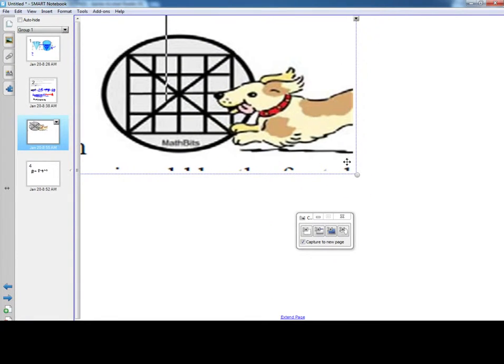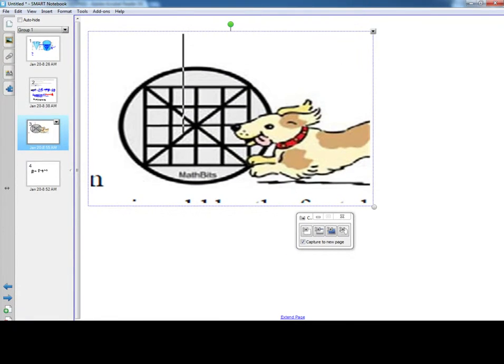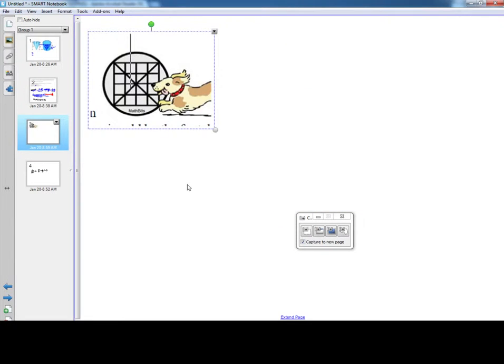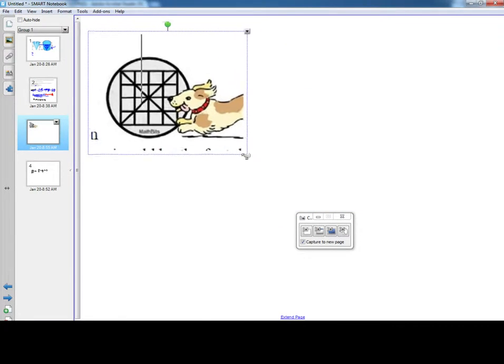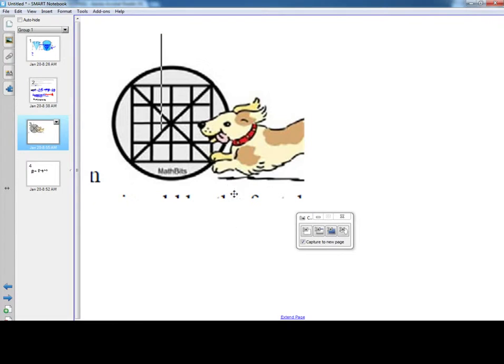Wait, what? His eye. It just looks like a hamster eye, doesn't it? Out there. It looks like right here. All right, so here we go.